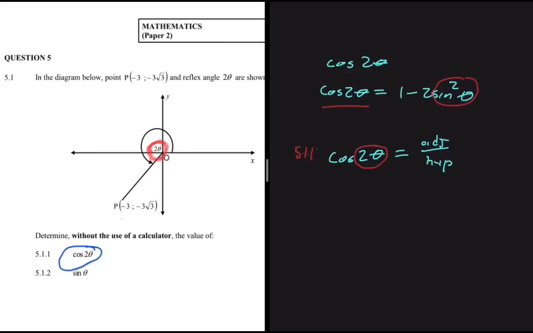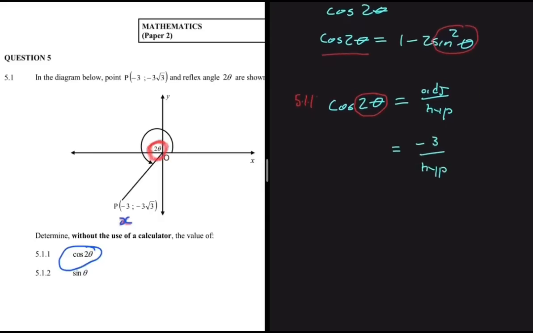This is actually the first time I'm approaching the equation, and then we have something like this, right? So if we go ahead and calculate that, what is the adjacent? The adjacent is the x value of the given point, right? So there we have minus 3. So that will be equal to minus 3 divided by the hypotenuse. The hypotenuse is r, right?